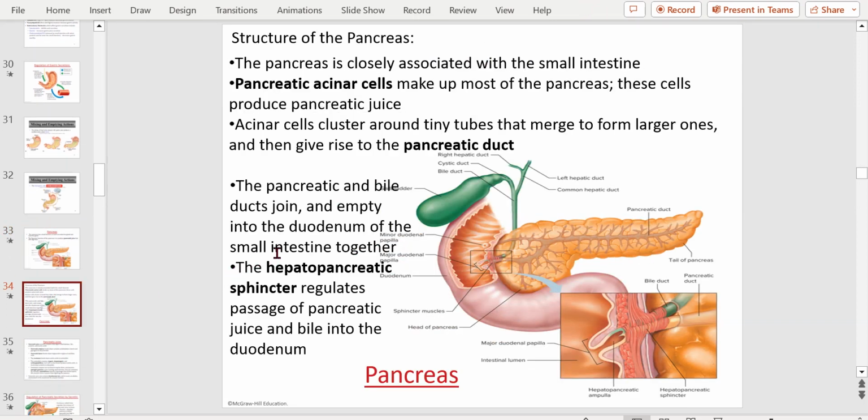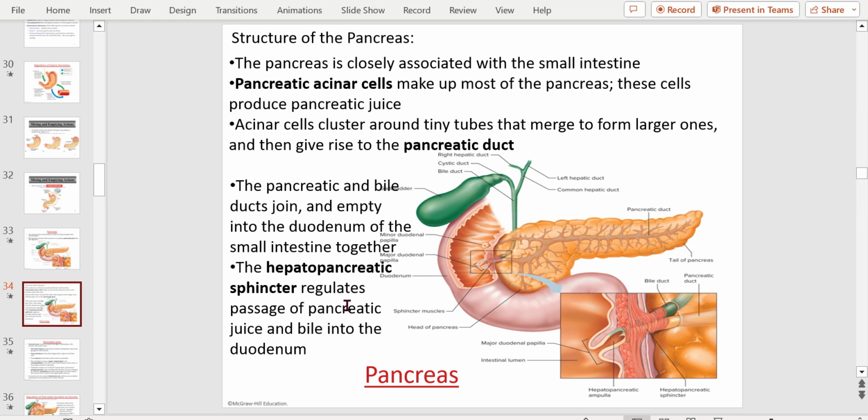Structure of the pancreas, closely associated with the small intestine, as we said. Pancreatic acinar cells make up most of the pancreas. These cells produce pancreatic juice. Okay, acinar cells cluster around tiny tubes that merge to form larger ones and then give rise to the pancreatic duct. Okay, the pancreatic and bile duct join and empty into the duodenum of the small intestine together.